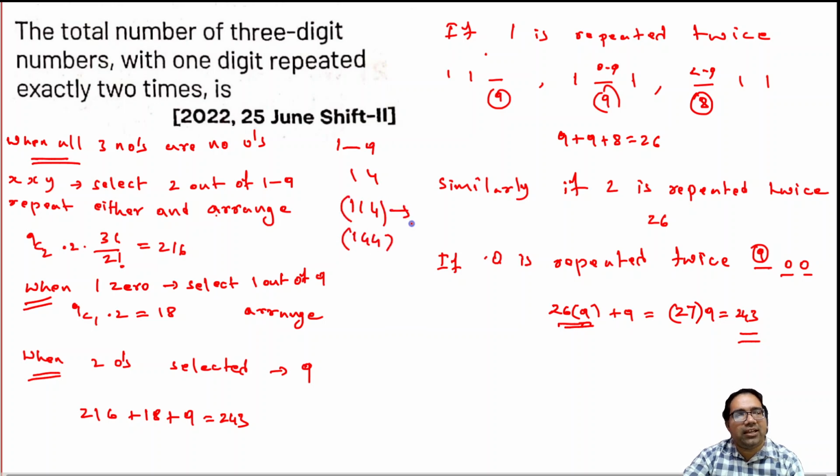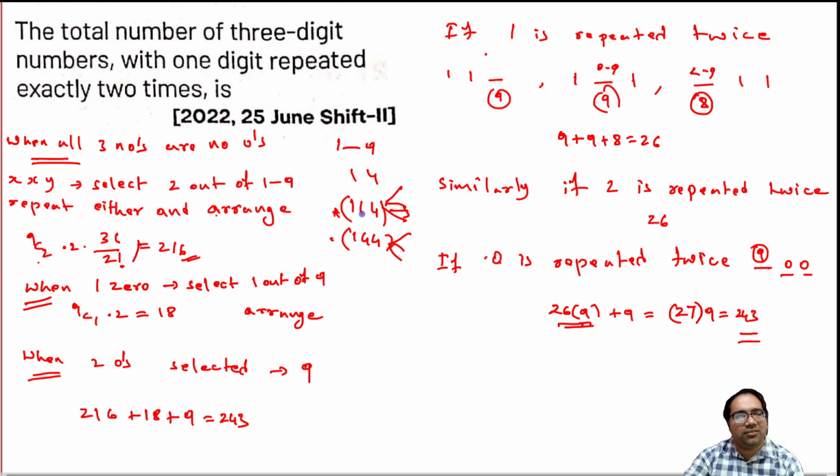This set we can again arrange. So basically we are selecting 2 out of 9, 9C2, and then making either of them repeat, that's why into 2. Then we can arrange them. How many ways? We have three digits and two of them repeating, so 3 factorial by 2 factorial. So 9C2 into 2 into 3 factorial by 2 factorial gives 216 numbers when all three are non-zeros.